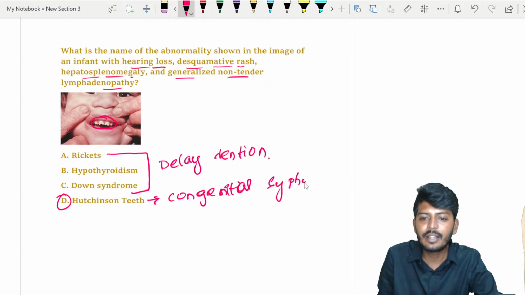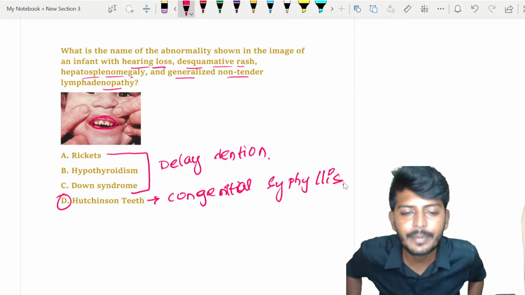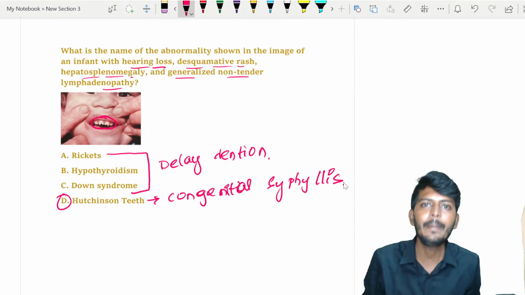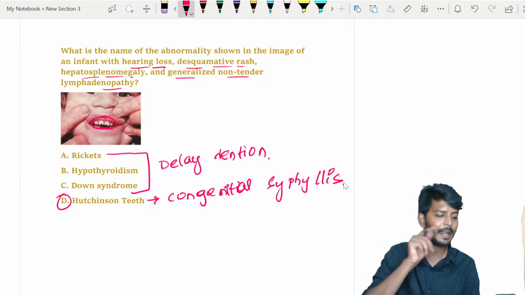Okay, so congenital syphilis, what are the clinical features? Let's see. Congenital syphilis comes as a result of Treponema pallidum. So when the baby is in the mother's womb, the mother would have syphilis and the baby will develop this.